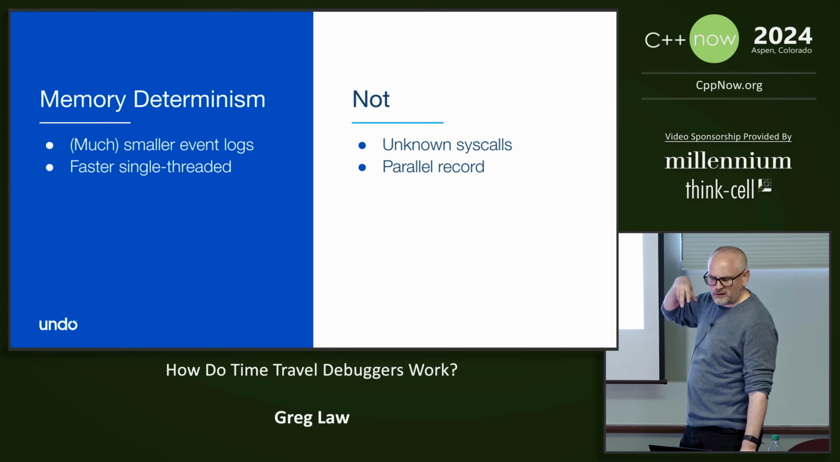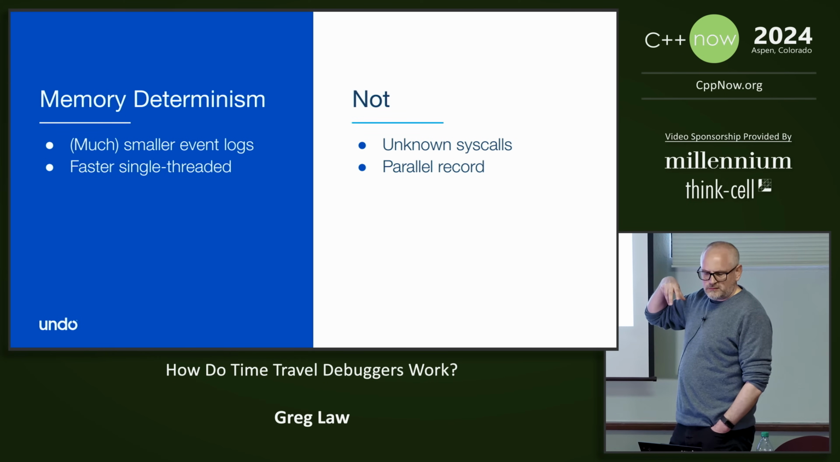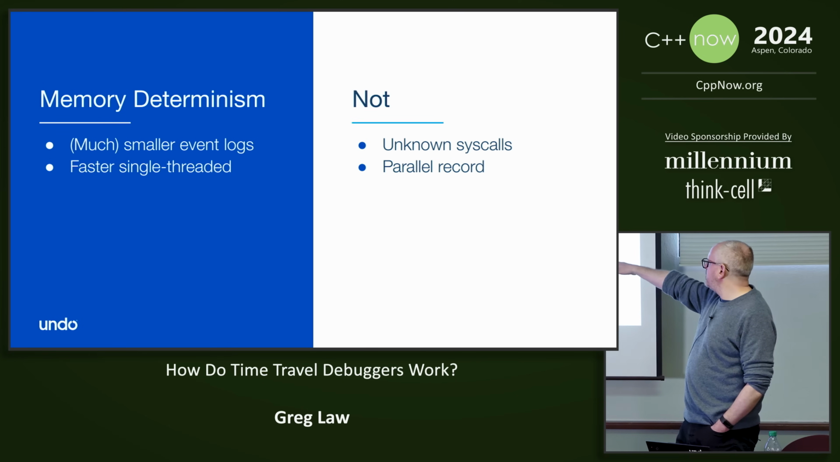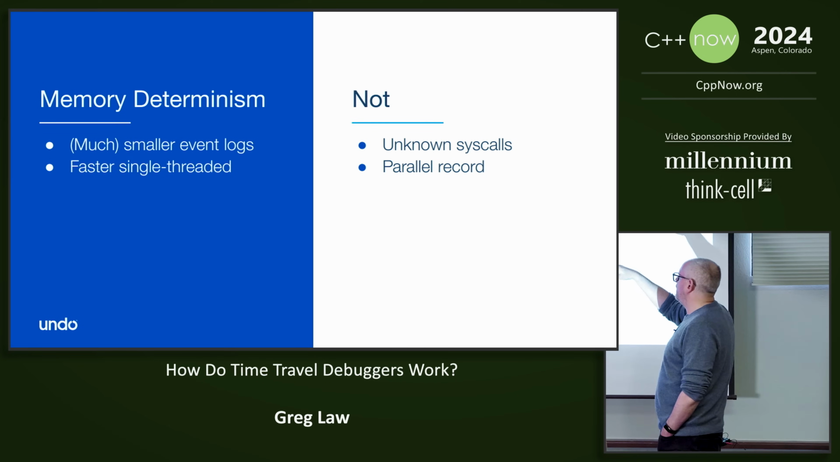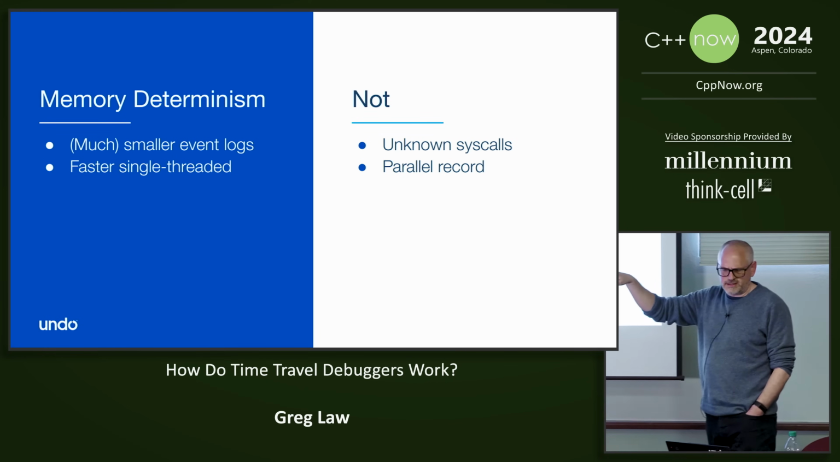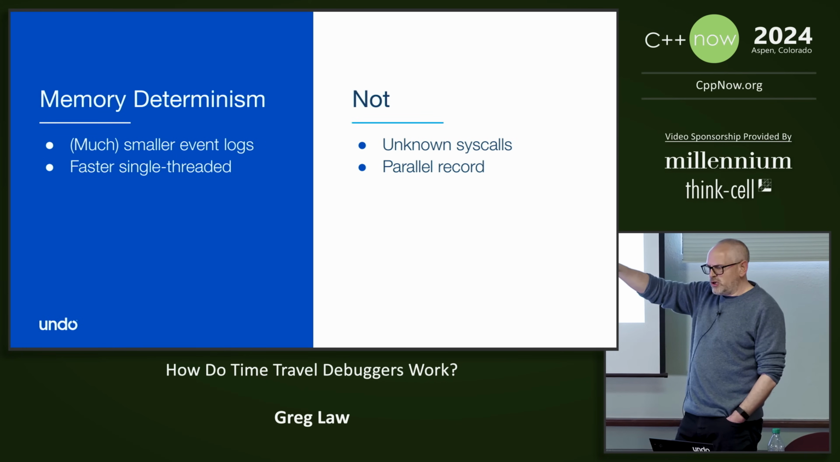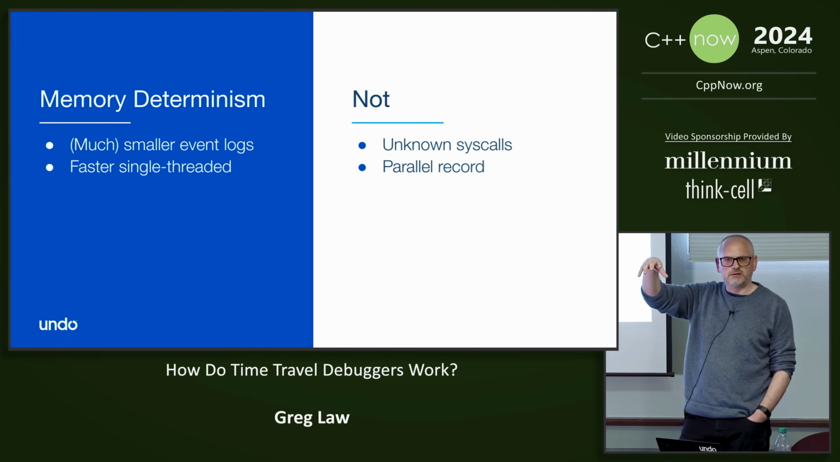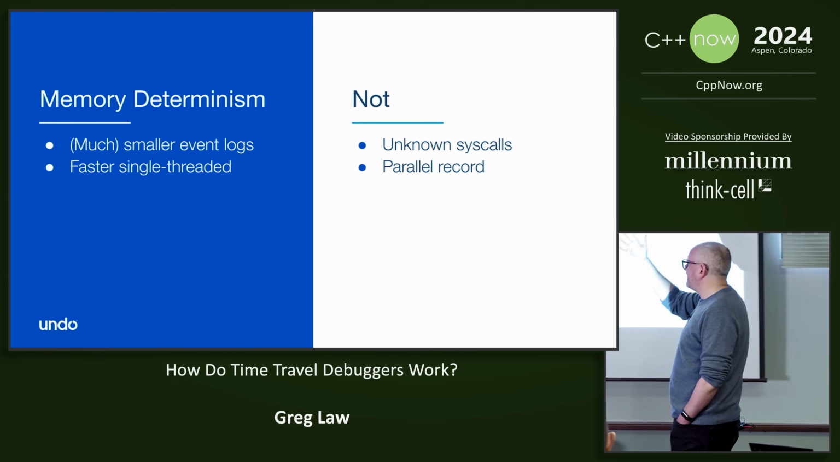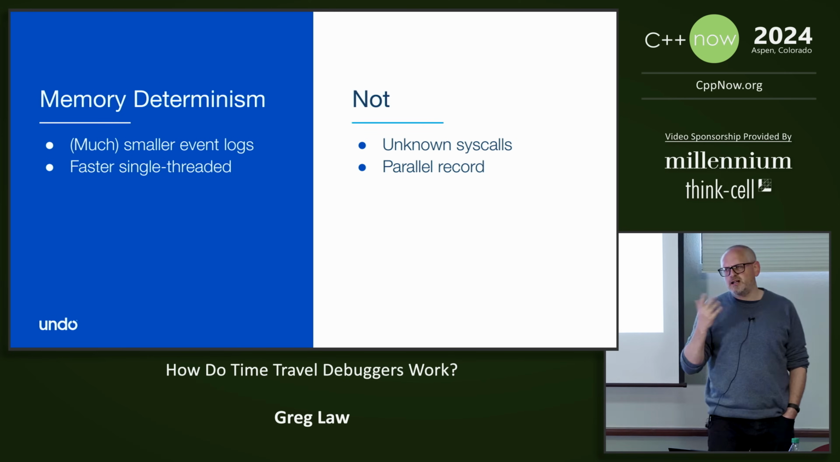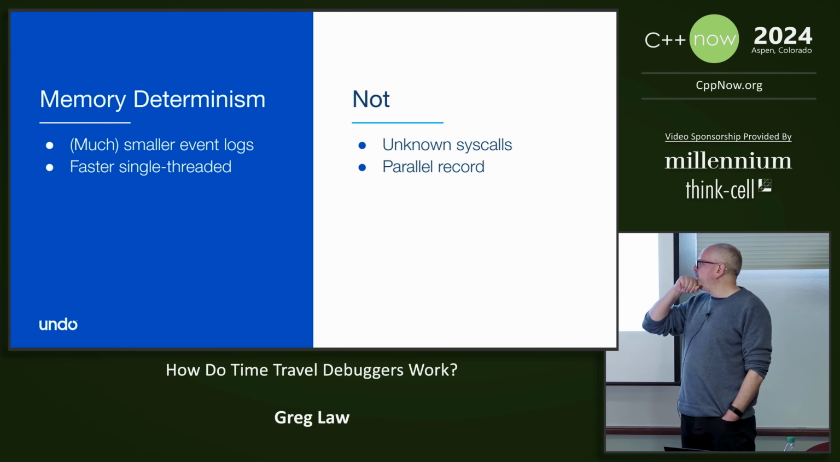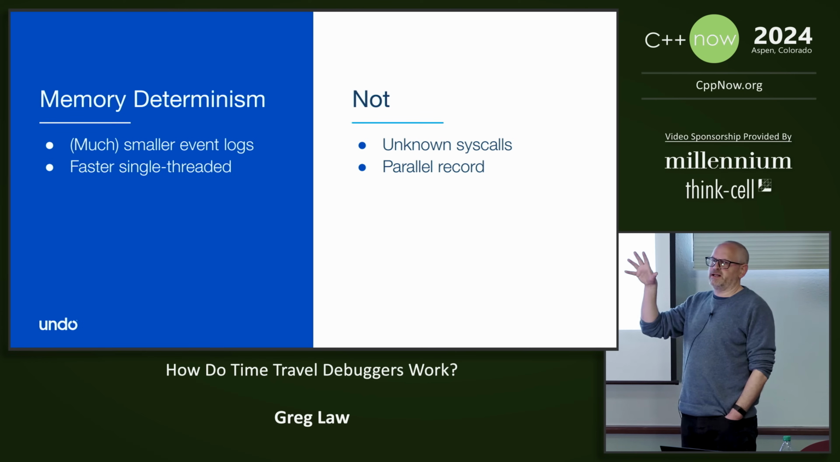The other good thing about doing this is that you can deal with unknown syscalls. Again, undo is kind of in the middle of RR and TTD. RR has to know what all of the system calls do. And it's not too bad. Depending on how you count, there's about 400 or 500 different system calls on Linux. It's kind of painful, but it's all right. And they have well-defined semantics.